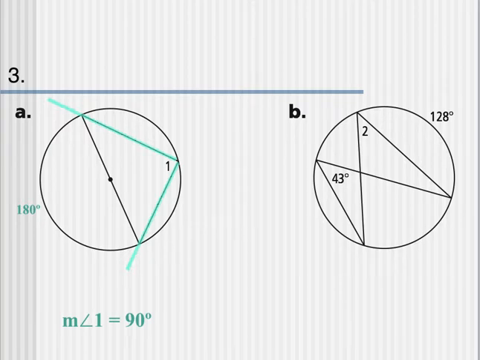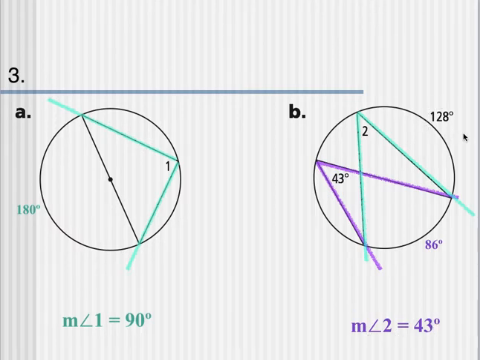For part B, first highlight angle 43. You could figure out that the measure of the arc it's cutting off is twice that, 86 degrees. Notice, however, that the angle you're solving for actually ends on the same arc. So angle 2 has to be cutting 86 degrees in half. The measure of angle 2 is 43 degrees, and that's your final answer for part B.